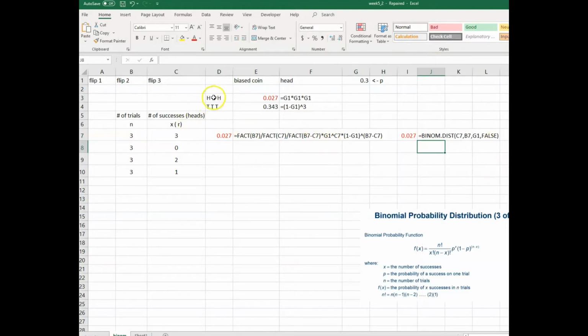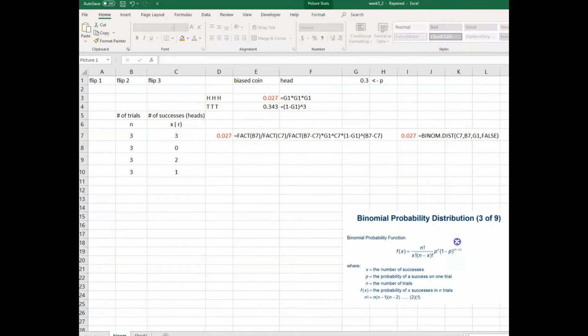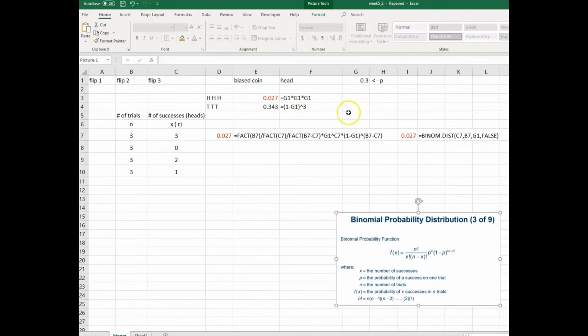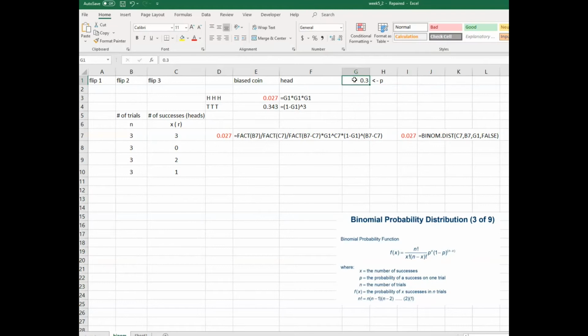I repeat the basic concept. This is the binomial distribution. We flip a coin 3 times. This is a biased coin: 30% we see a head, 70% we see a tail. Directly we know 3 heads will be 2.7%, because 30% times 30% times 30%. Alternatively, for 3 tails it's 34.3%, because it's 70% times 70% times 70%.